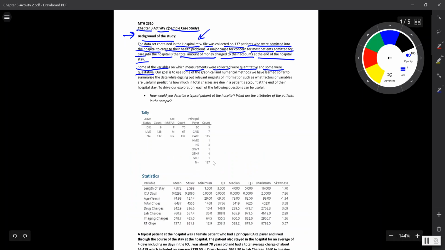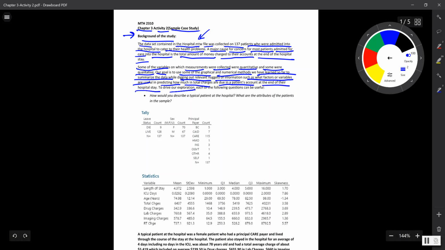Let's go back to our drawing board. Our goal here is to use some of the graphical and numerical methods that we have learned so far to summarize data while digging out relevant nuggets of information, such as what factors of variables are useful in predicting how much in total charges are due to the patient's account at the end of the hospital stay.